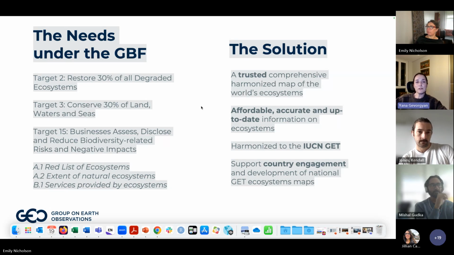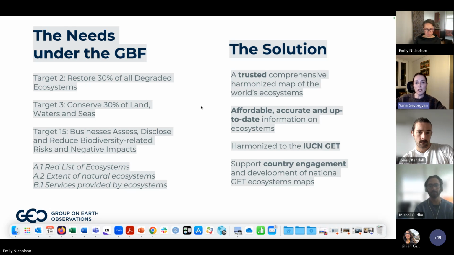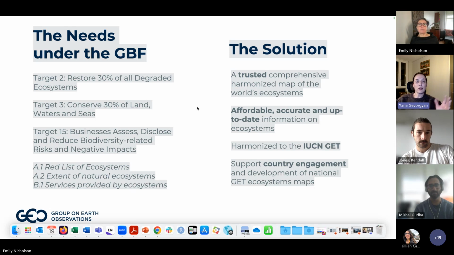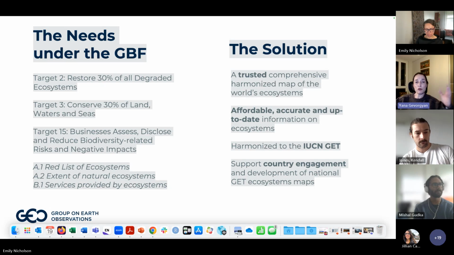I've also included Target 15, which is really aimed at private sector implementation, because, and it's a good thing, even through the multiple emerging frameworks for disclosing nature risks, the alignment with GBF is really being pursued, and therefore a GET-aligned map of ecosystem extent and then condition will also be serving the needs of the businesses and the financial institutions, thus really allowing both the public sector and the private sector to employ comparable approaches and methods to monitoring, reporting, and accounting for ecosystems. So the need is pretty clear here.